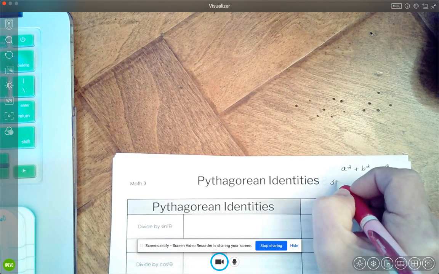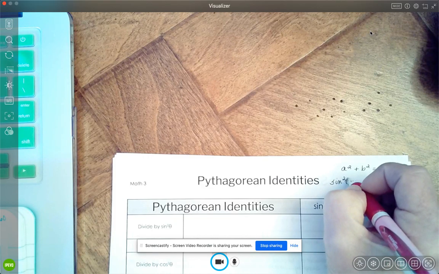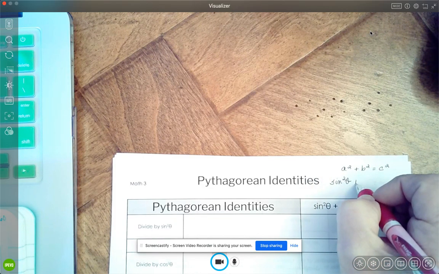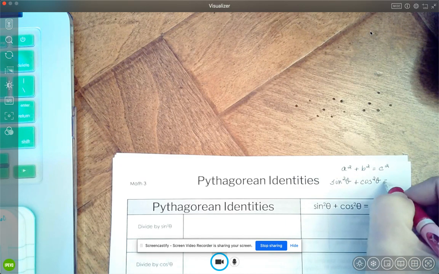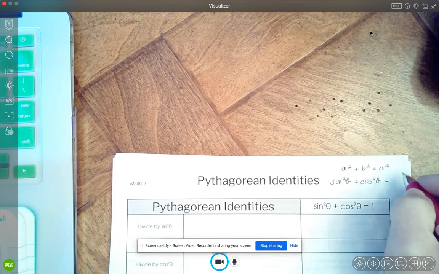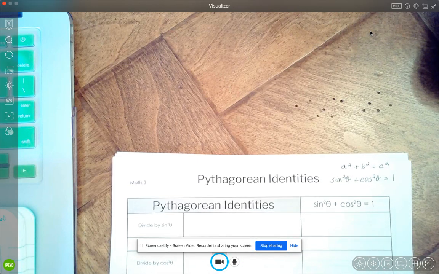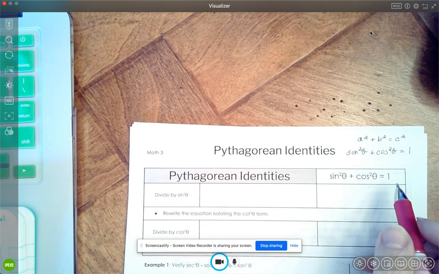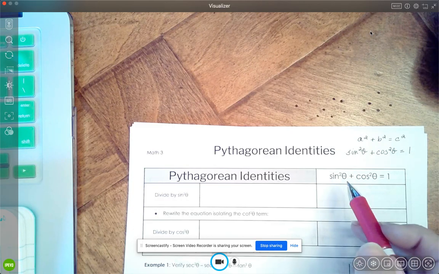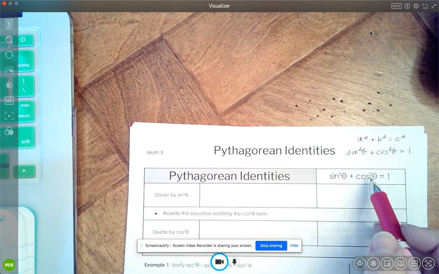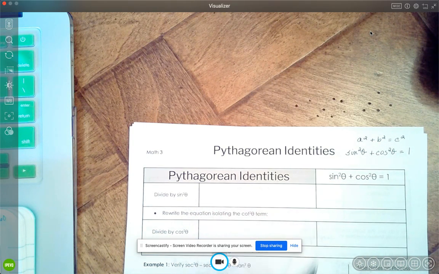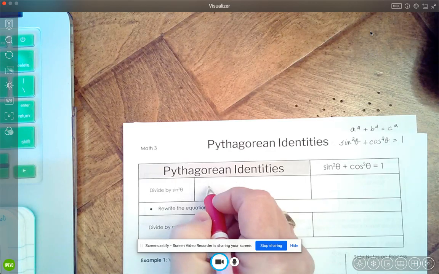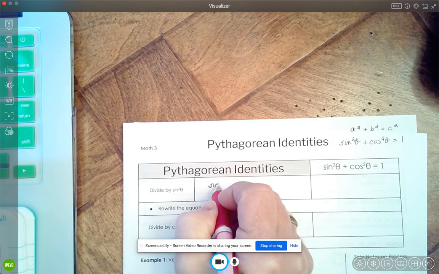The sine squared of the angle, okay, plus the cosine squared of the angle is equal to that hypotenuse squared, which is 1 squared, or 1. That's how we can come up with this Pythagorean identity. So this is something that we will use quite a bit. Sine squared plus cosine squared is equal to 1. Right here, this is what we can use if we divide the whole thing by sine squared.